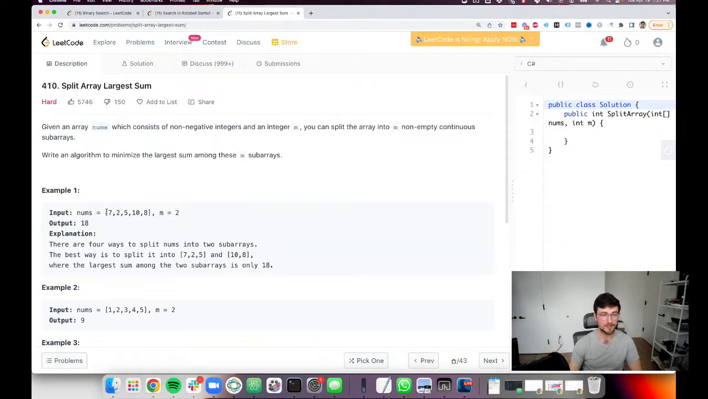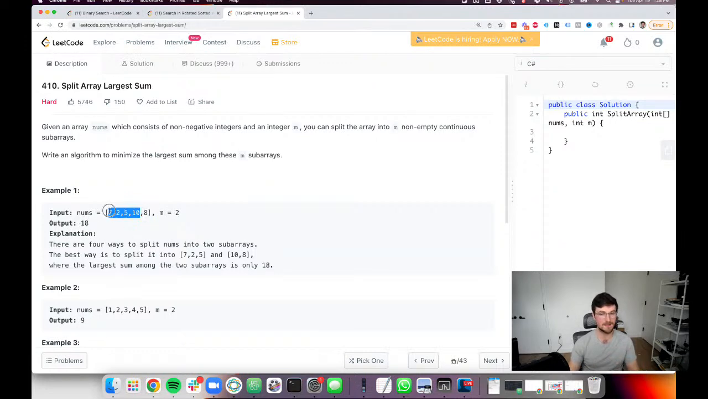In this case, we could split this up into 7, 2, 5, which would give us a sum of 12, plus 2 is 14. And then this subarray would be 18. So we get 2 subarrays, the max sum would be 18, and that's the best way we can do it.